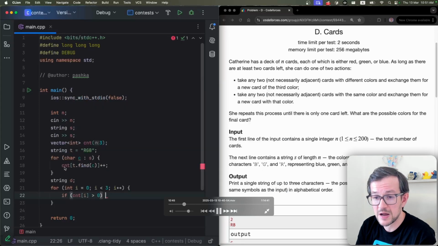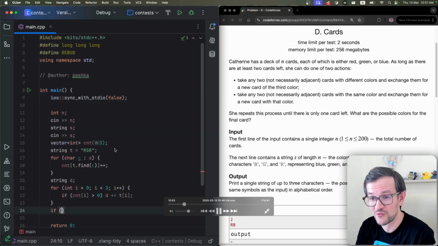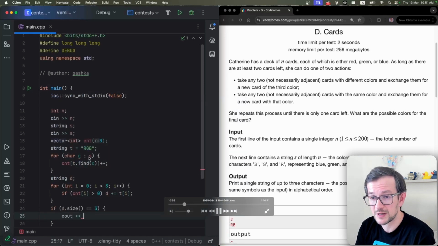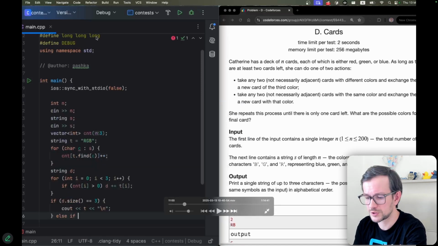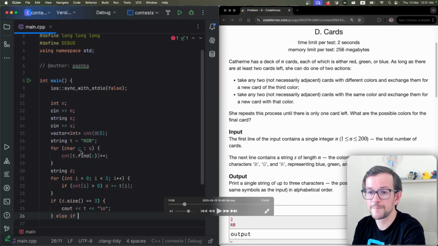So here I use an array of 3 counters instead of 3 separate counters, and just increase the counters by character. So I take this string t, which contains the different types of cards I may have. This line transforms my character to an index. So I have index 0, 1, or 2, and I increase the corresponding counter.